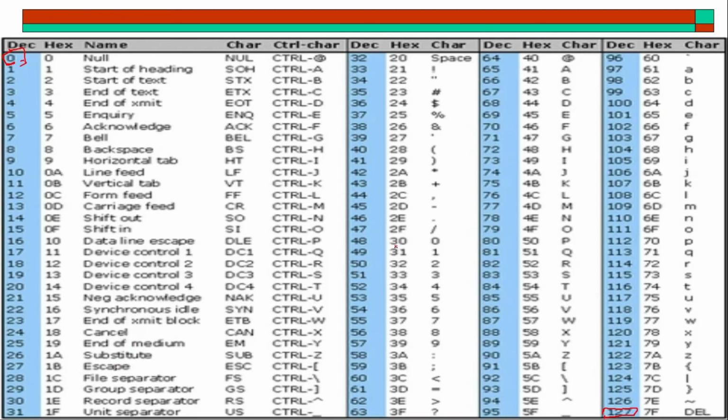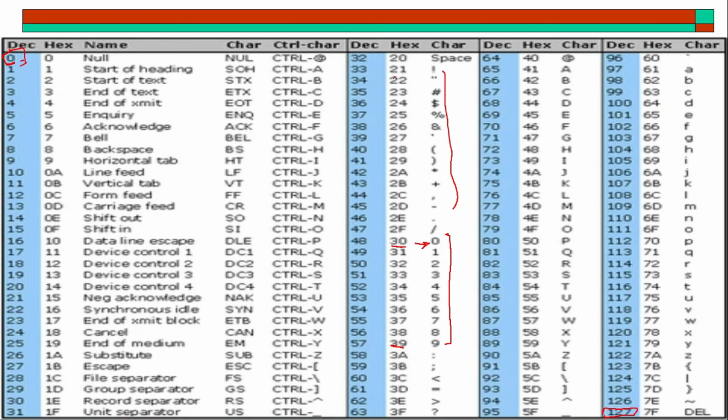See here, you will see 30. From 30, the numbers are represented. Our numerals are here, 0 to 9. So from 31 to 39, numbers are represented. Before that, special characters: dash, slash, plus, minus, bracket, percentage, hash, dollar, exclamation sign. So all the various special characters are assigned some code.